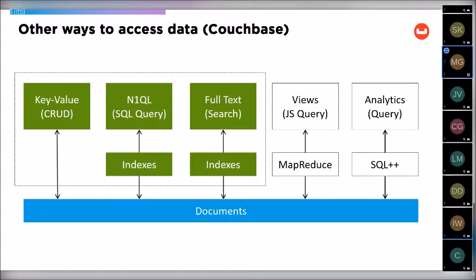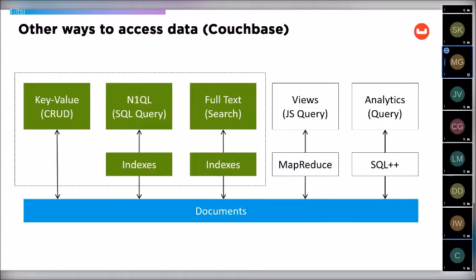We'll cover that as well. And the other two: analytics is really good for BI reporting type of stuff, where it's very low concurrency but high complexity. And then the old, legacy NoSQL thing is MapReduce, sometimes called views.